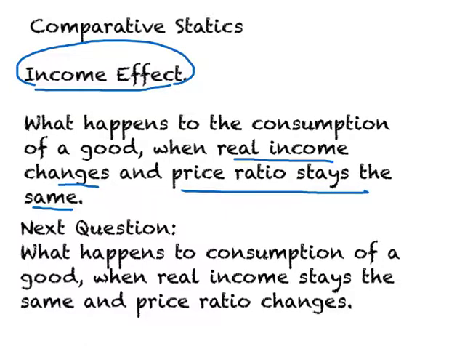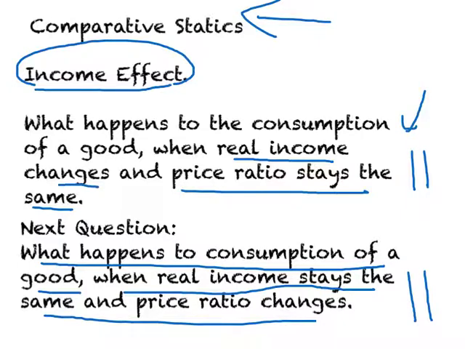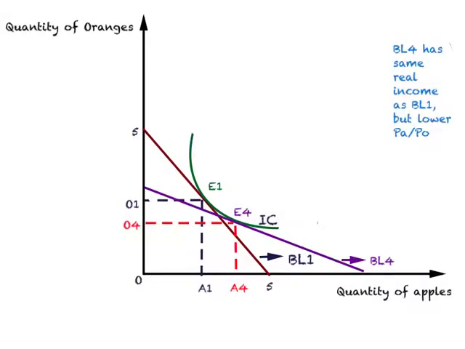The next thing we do in terms of comparative statics is we ask the following question: what happens to consumption of a good when real income stays the same and price ratio changes? Look at the difference between this and this question. In the first one, real income changes, price ratio stays the same. In this question, what we are trying to understand is when real income stays the same and price ratio changes. This question can be answered by looking at the following diagram.